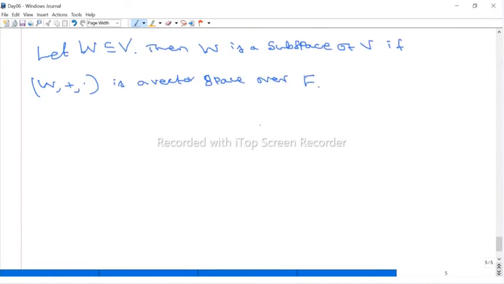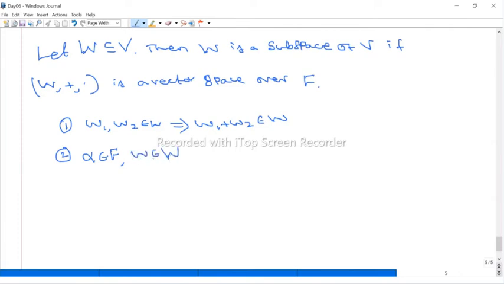We don't need to check all the things. Simply we have to check whether the subset is a subspace or not. We have to check two conditions. One is, if you take any elements W1, W2 in W, the sum W1 plus W2 should be in W. And the second condition: if you take any alpha in F and W1 in W, then the product alpha into W1 should be in W. So we have to check these two conditions.